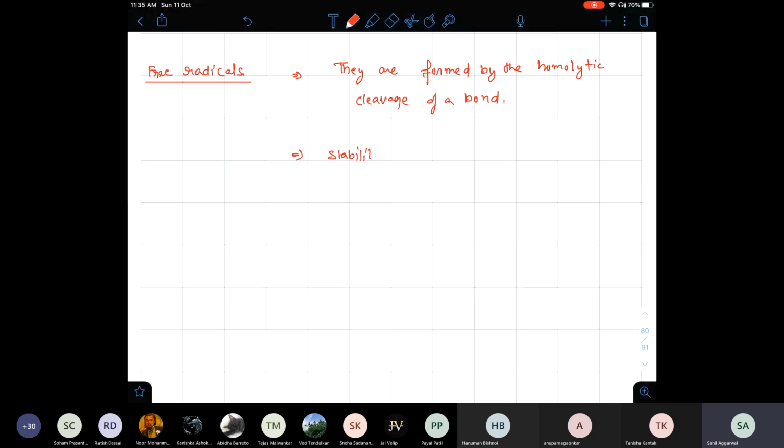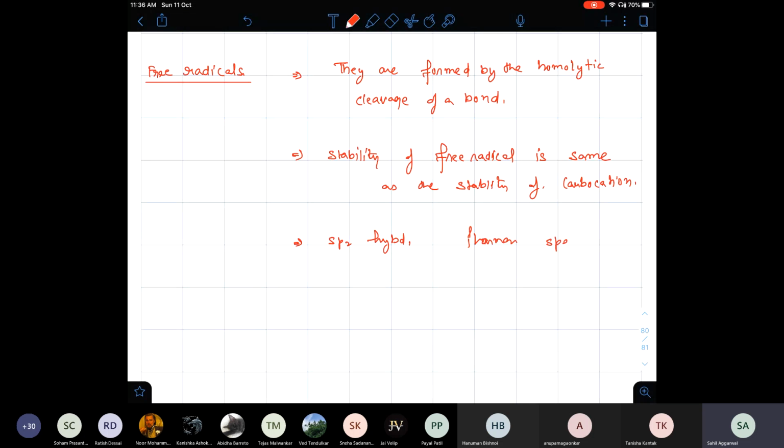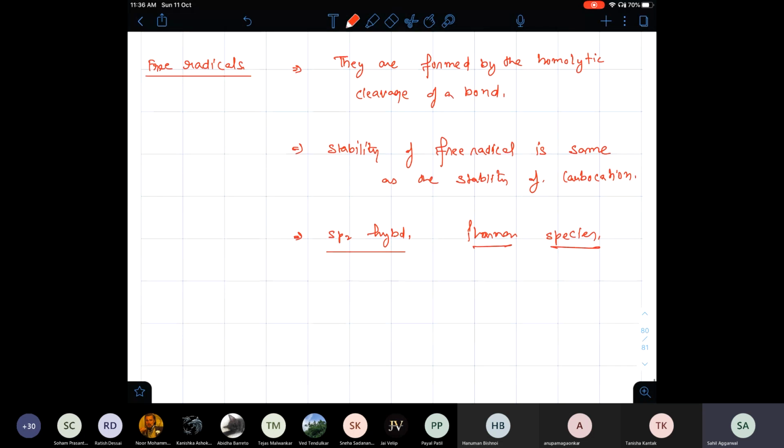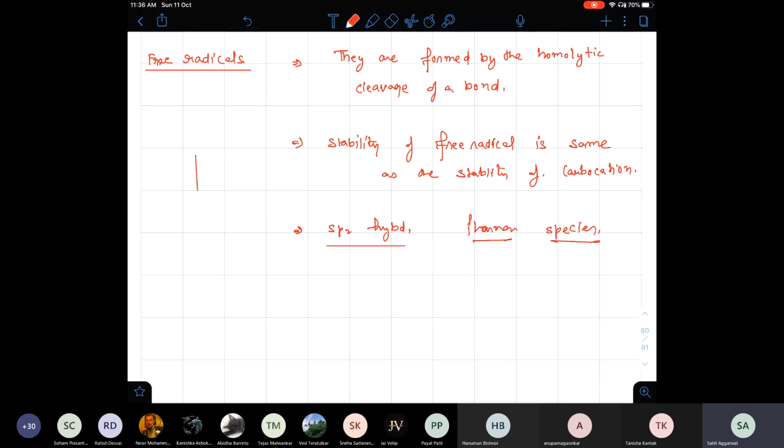Stability of free radical is the same as the stability of carbocation. It is an sp2 hybridized planar species. Understood?